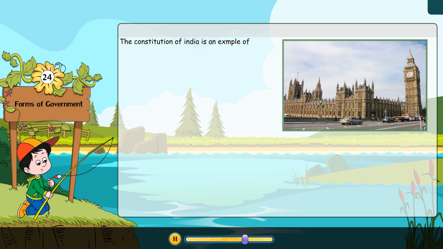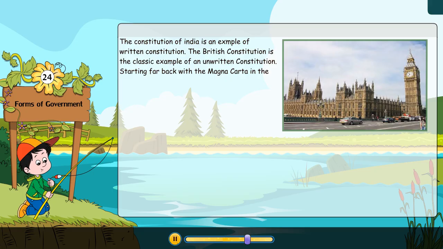The British Constitution is the classic example of an unwritten constitution. Starting far back with the Magna Carta in the year 1215 and the Glorious Revolution of 1688, the laws and institutions have gradually evolved over the centuries. There is no signed document of the British Constitution.